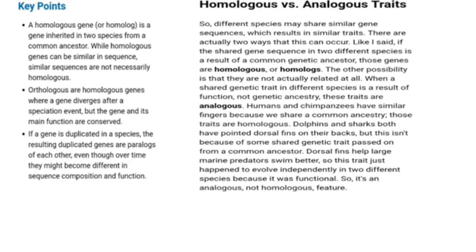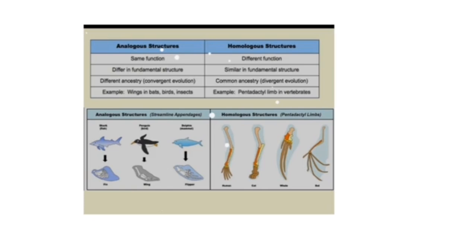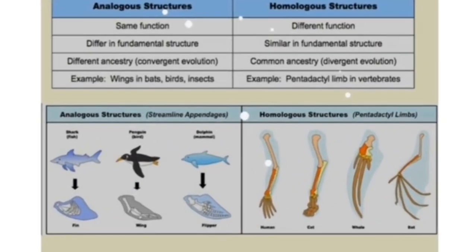All right? Dolphin and shark both have a pointed dorsal fin on their back, but this isn't homologous because they are not of the same ancestor. So you can look at it here. So this one is analogous structure: same function, differ in fundamental structure, different ancestry. Example, wings in bats, birds, and insects. So when you see wings in bats, birds, and insects, they have the same function, but they are not of the same ancestor. They are different species altogether. So you say they are analogous.